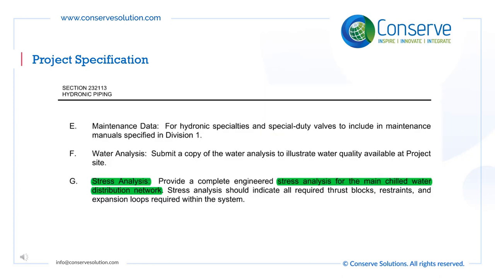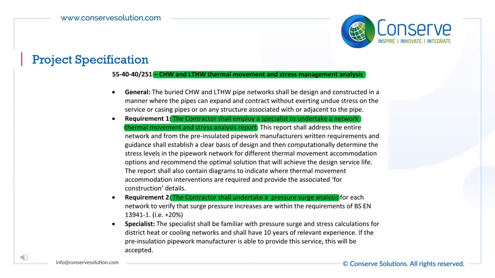Here is another specification which requires complete engineered stress analysis for main chilled water distribution network. It also requires the stress analysis report should include all required thrust blocks, restraints, and expansion loops within the piping system. Here we have another project specification which requires stress analysis and surge analysis. We'll discuss surge analysis in a different webinar.